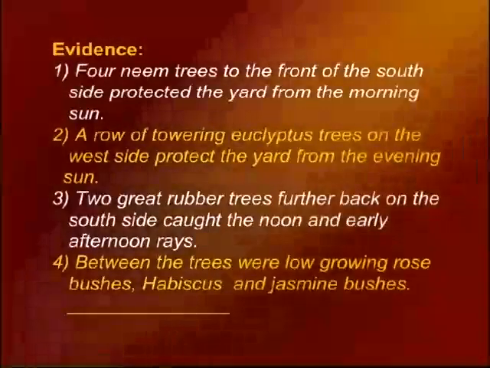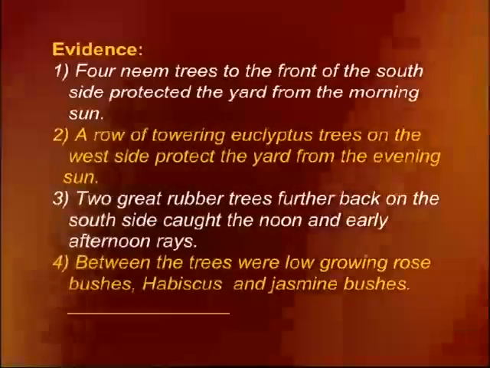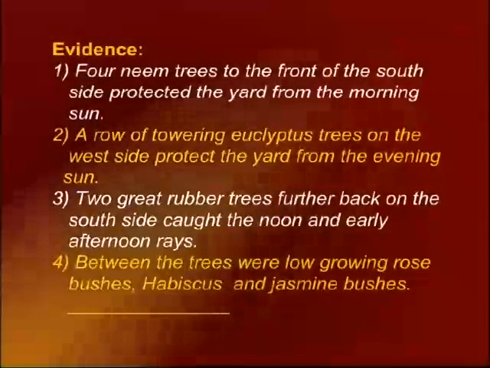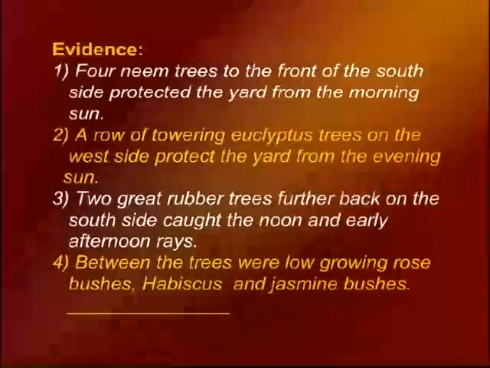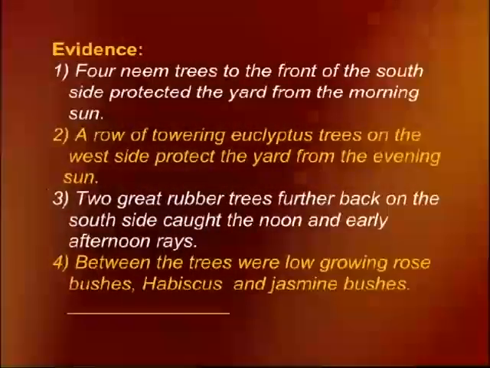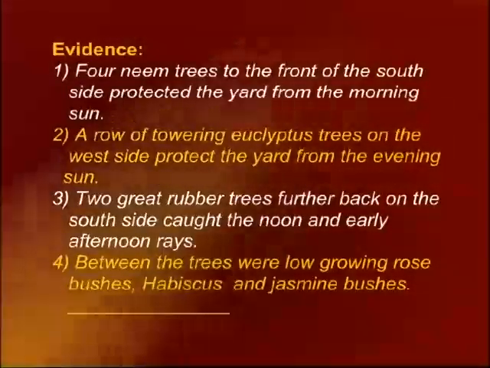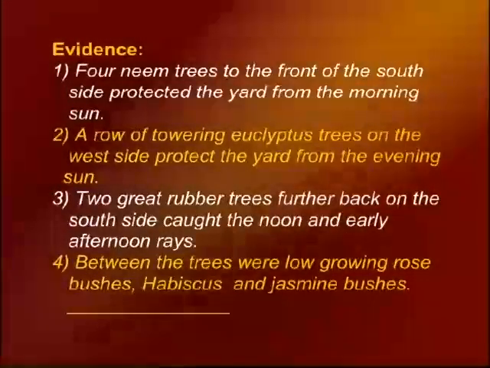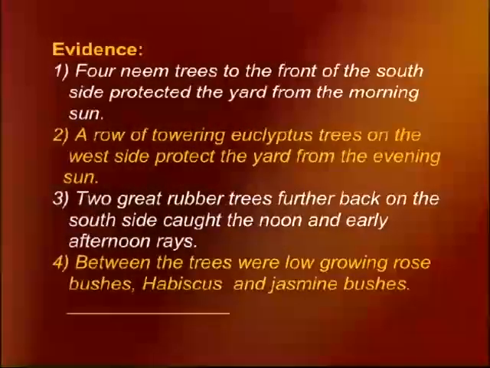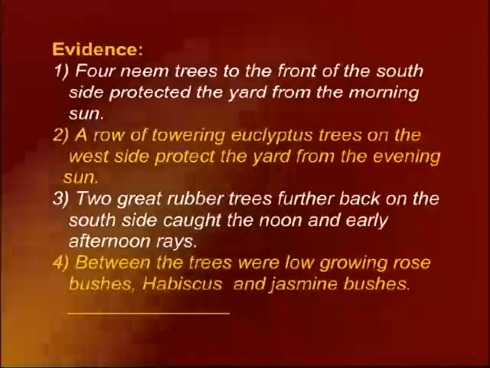Look at the sentences again. Read them carefully. The conclusion is, the trees in the backyard provide shade all day. Look at the 4 sentences. Number 1 is about trees to the front of the south side. They protect the yard from the morning sun. Right? Number 2 is about a row of eucalyptus trees which are on the west side, and they protect the place from the evening sun.